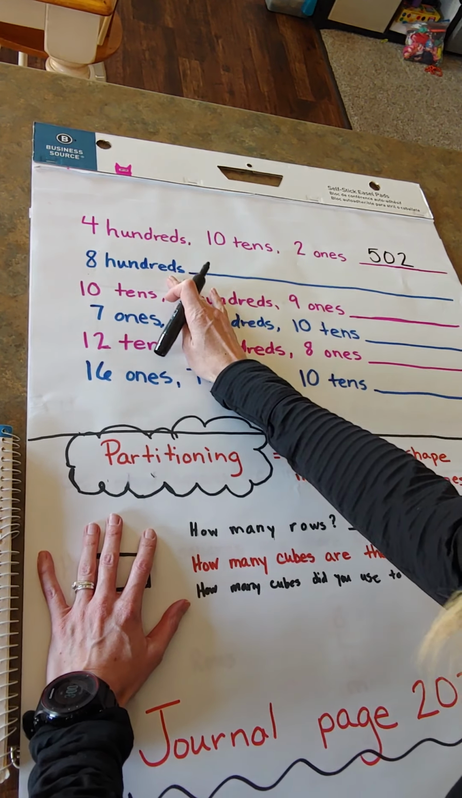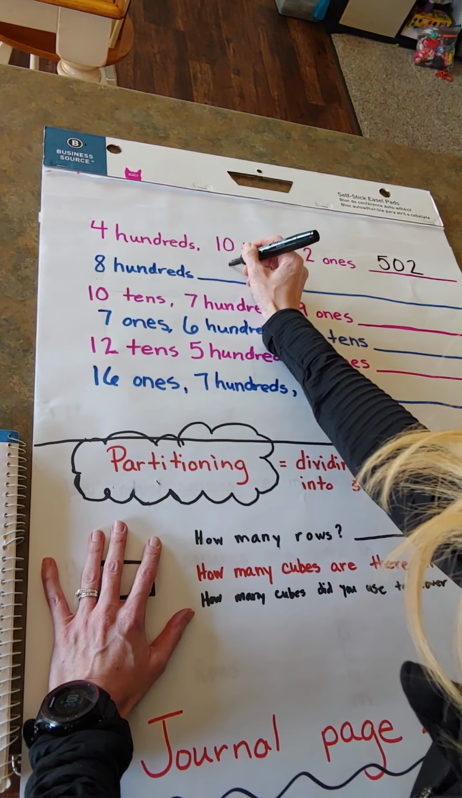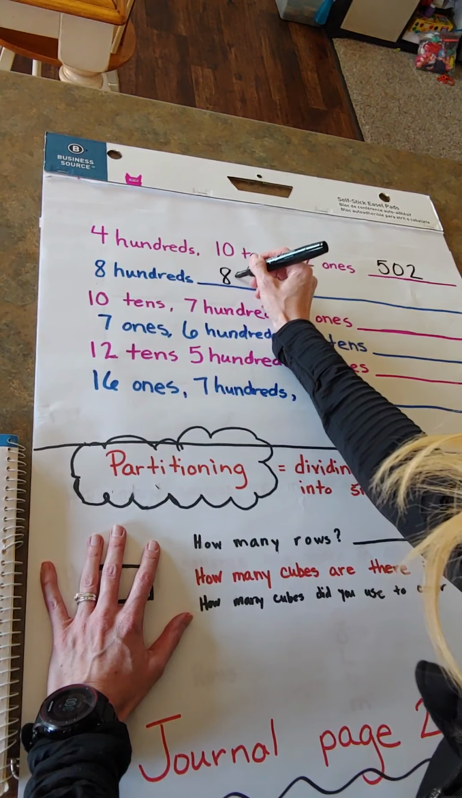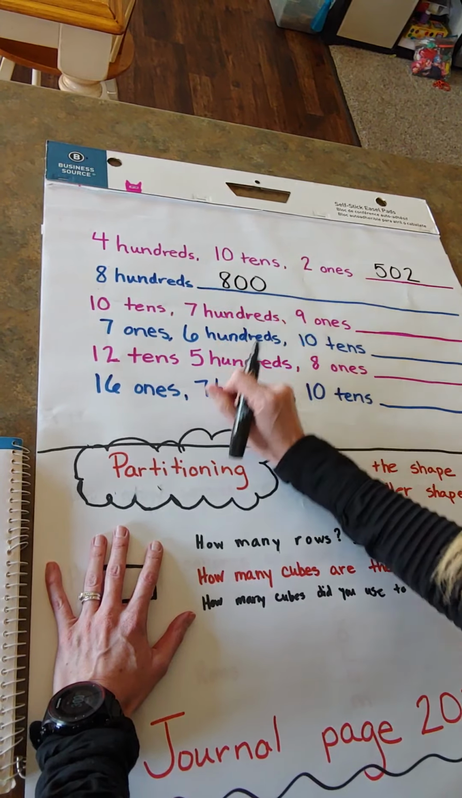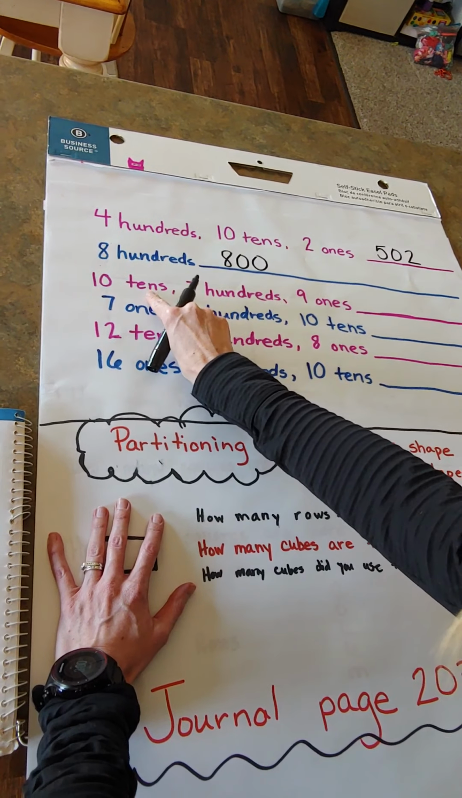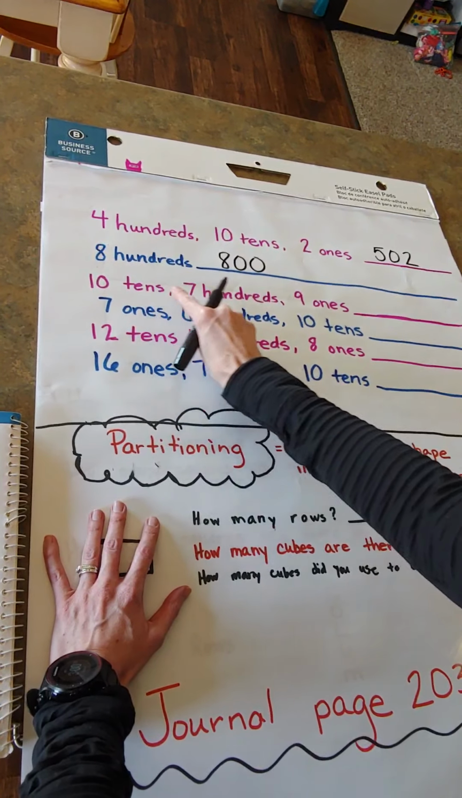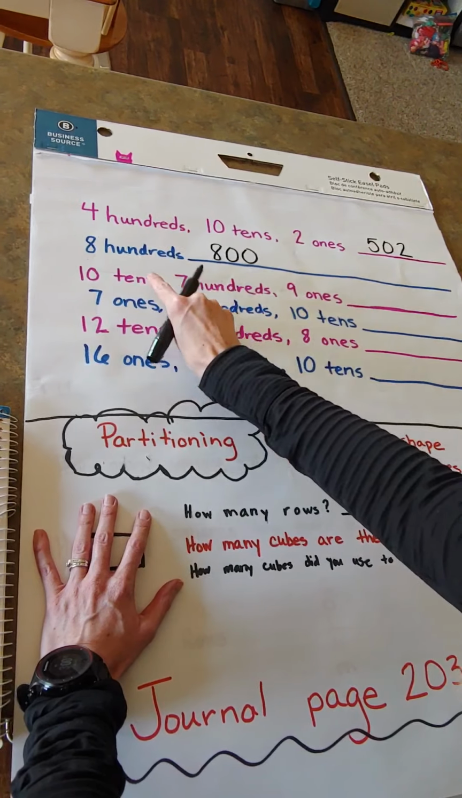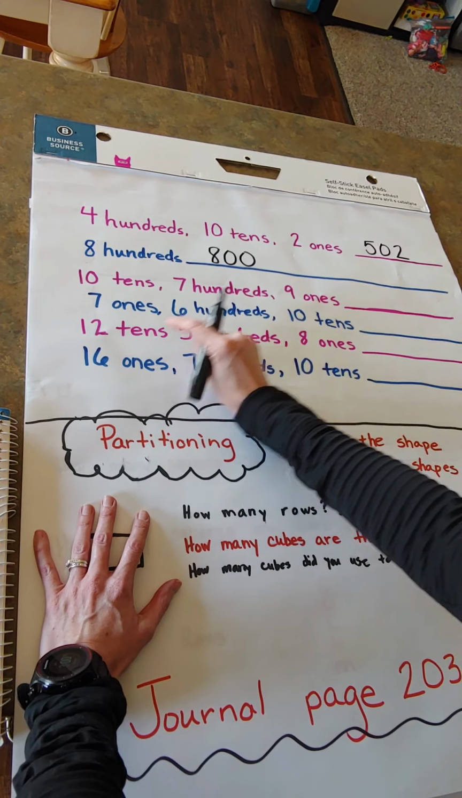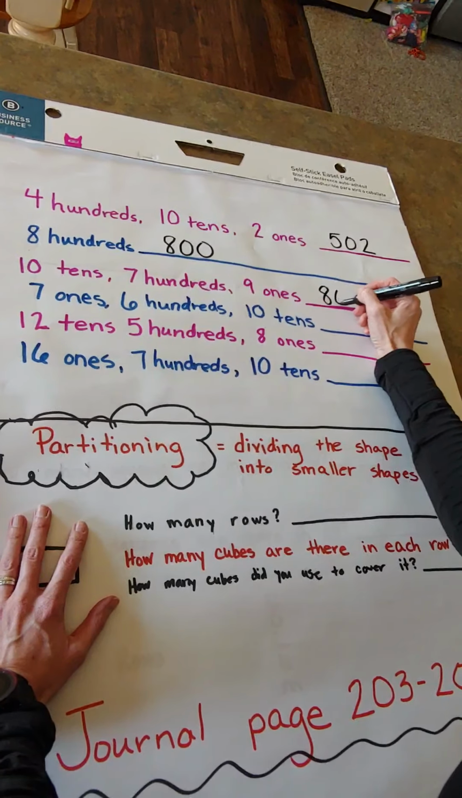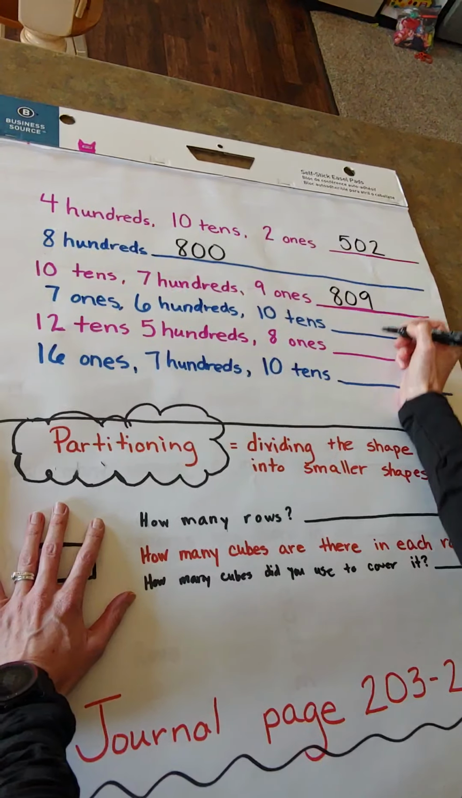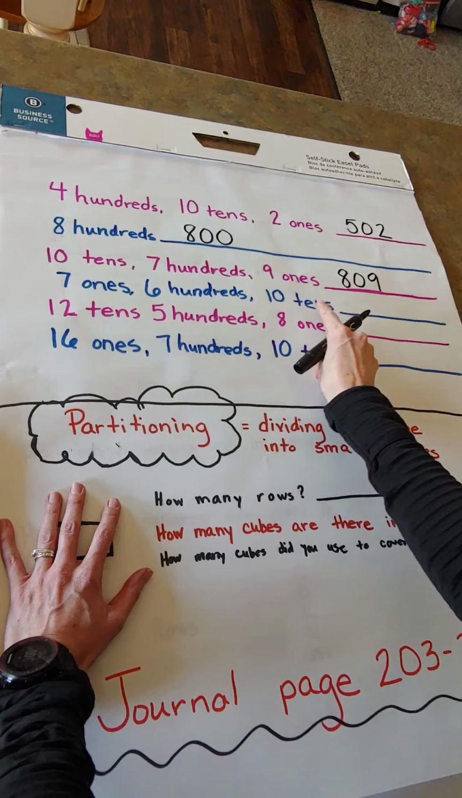8 hundreds. I know the 8 has to go in the hundreds place. Ones, tens, hundreds. 10 tens, again we said that's 100, plus 7 hundreds. 700 plus 100 is 800, plus 9 ones, 809.